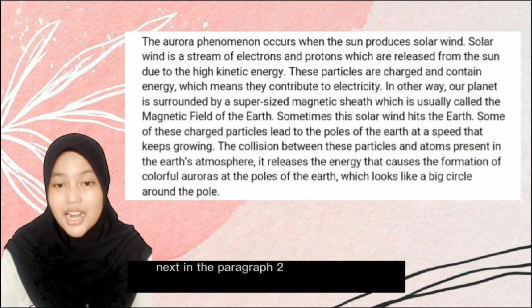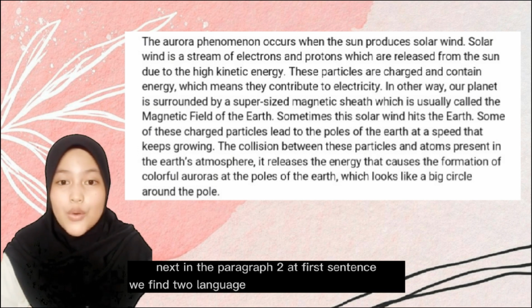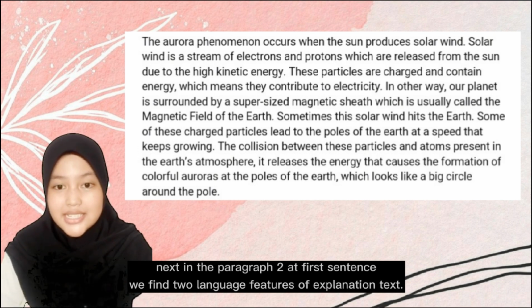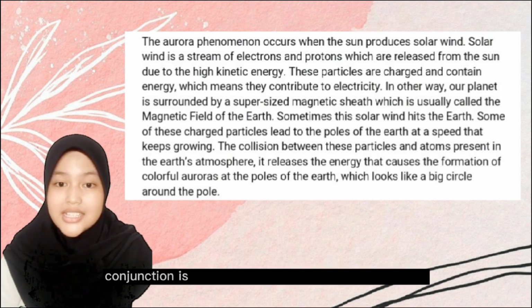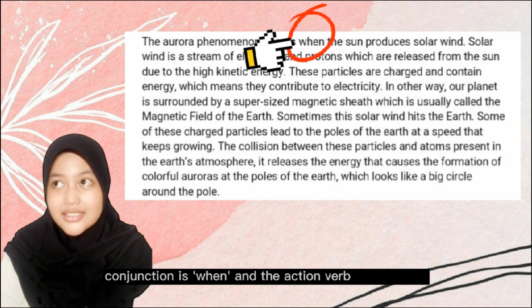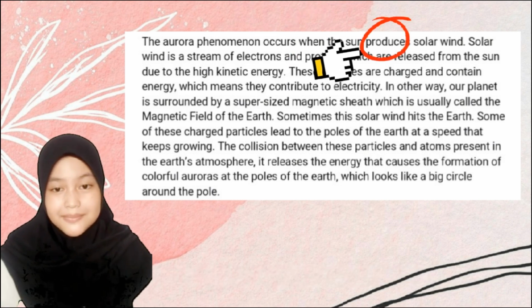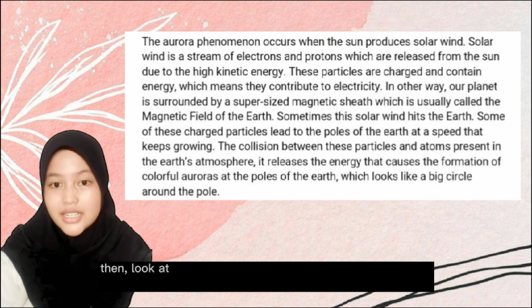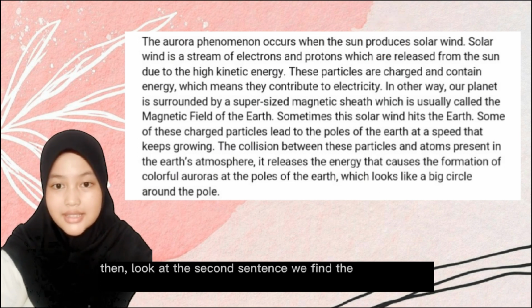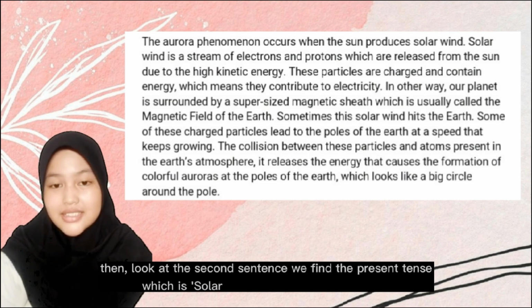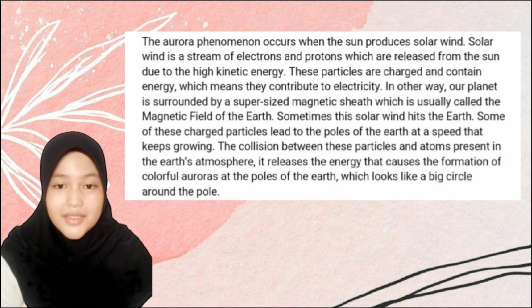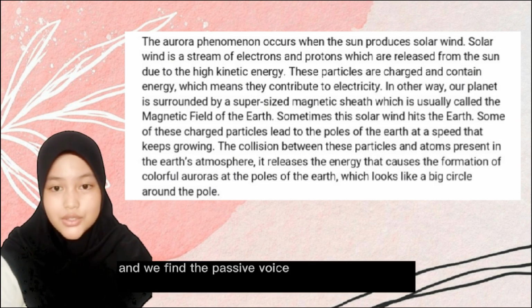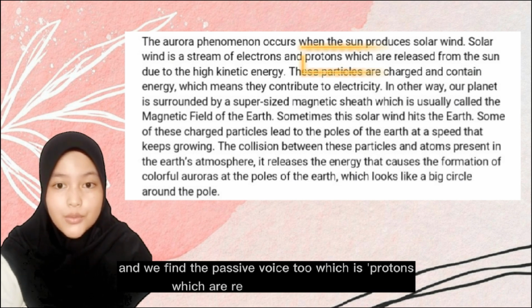Next, in paragraph 2, in the first sentence, we find two language features of explanation text, which are conjunction and action verb. The conjunction is when, and the action verb is produce. Then, look at the second sentence. We find the present tense, which is solar wind is a stream of electrons. And we find the passive voice too, which is protons which are released from the sun.